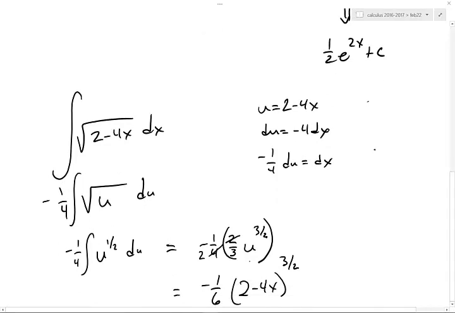I can't stress to you enough, this is one of those places where you really don't want to scrimp on paper. You want to use plenty of room to write stuff out when you're learning how to do this. After a while, you can do some of them in your head.